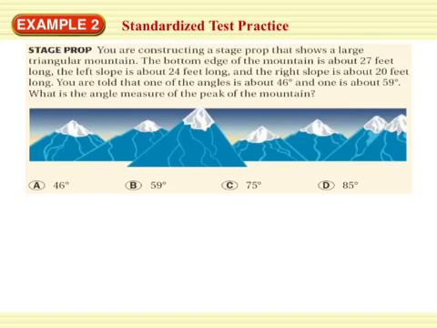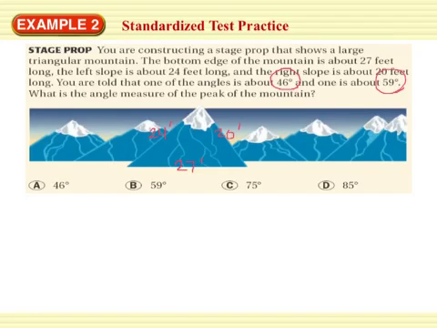Example 2. You are constructing a stage prop that shows a large triangular mountain. The bottom edge of the mountain is about 27 feet. The left slope is about 24 feet. And the right slope is about 20 feet. You are told that one of the angles is about 46 and one is about 59. What is the angle measure of the peak of the mountain?